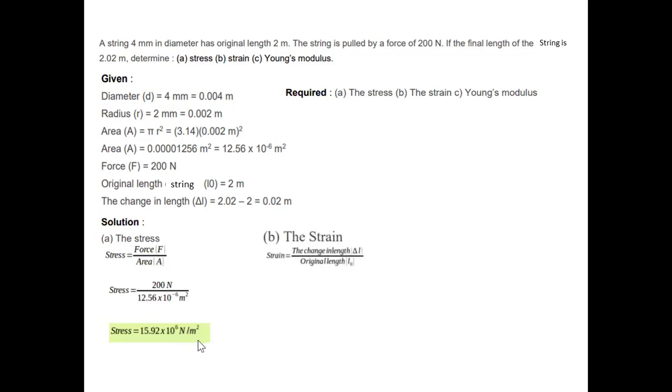For letter B, the strain is calculated as the change in length, delta L, all over the original length, L0. The change in length, which was solved earlier at the given portion of this problem, is 0.02 meter all over 2 meters, gives us 0.01 as the value for the strain. This is unitless because the meter cancels out.